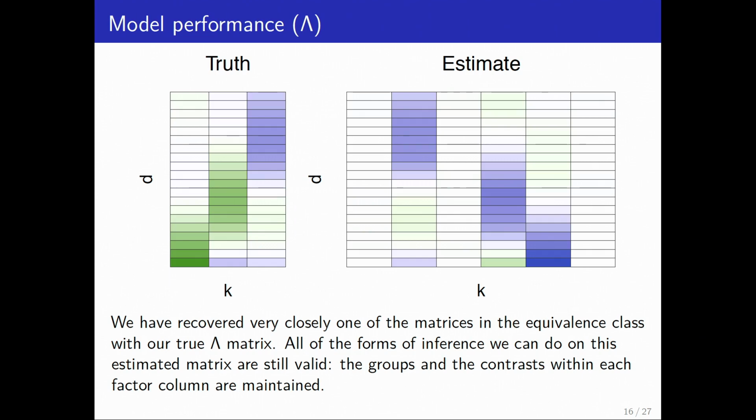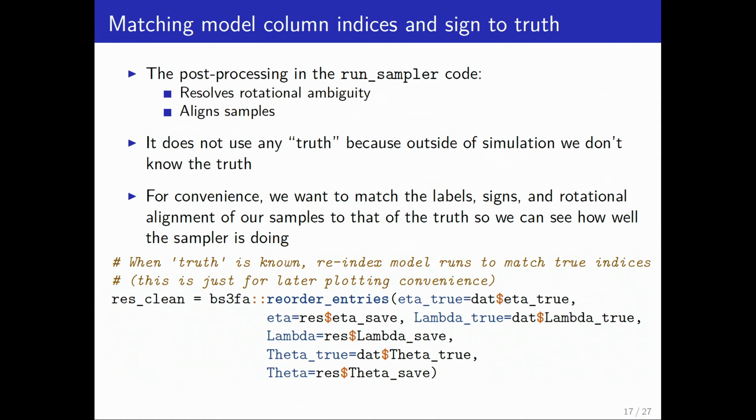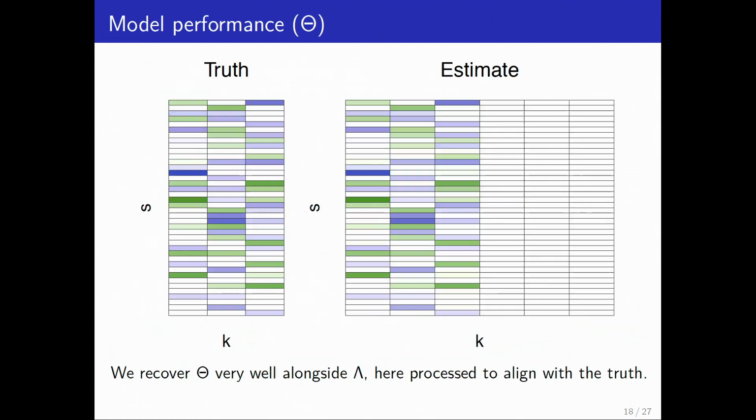compared our results to the truth because we don't know the truth in most cases. But since we know the truth here, we can run a quick post-processing step to flip the signs and move our columns around so that our sampler looks like the truth. And so since we cleaned things up, we can now directly compare the first column of the truth to the first column of the estimate and see how closely they match. And it seems like it does a pretty good job, so that's good.